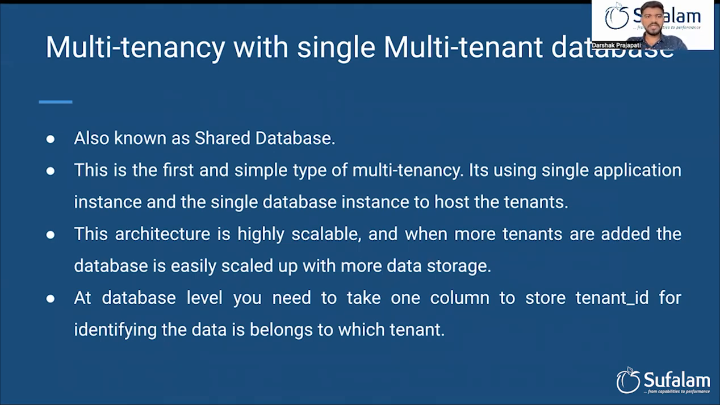With this application, there is only one app instance and a single database to host the tenants. If I give you an example, there is only app instance one, and all the tenants' databases are integrated in one database only. This architecture is highly scalable, and when more tenants are added, the database easily scales up with more data storage. And at the database level, you need to take only one column to store the tenant ID, to identify which data belongs to which tenant.